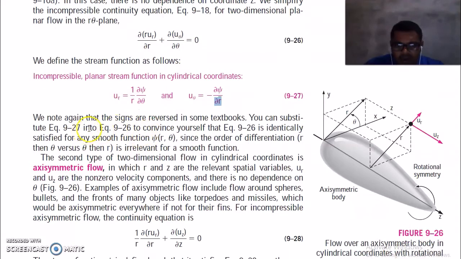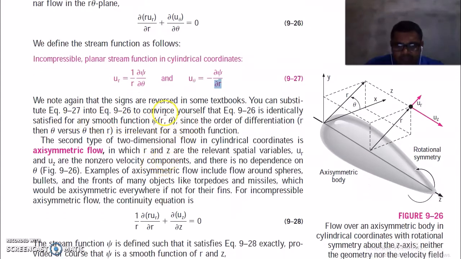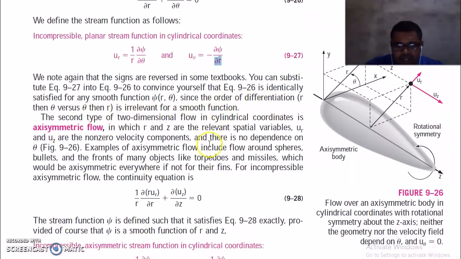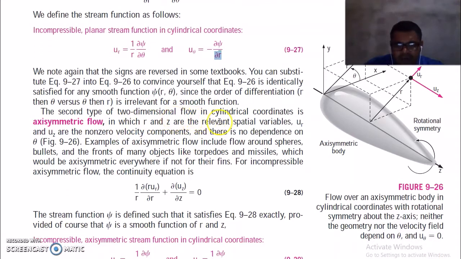We note again that the signs are reversed in some textbooks. You can substitute either sign, since the order of differentiation is irrelevant for a smooth function. The second type of two-dimensional flow in cylindrical coordinates is axisymmetric flow, in which z and r are the relevant spatial variables.